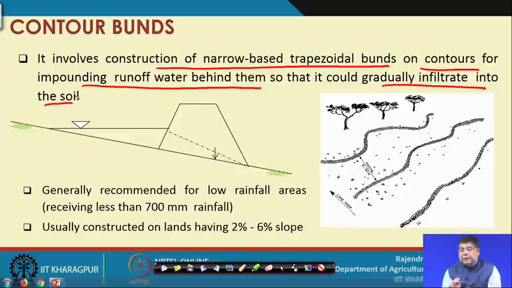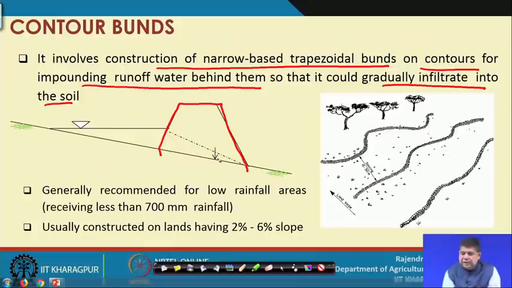These underlying points are important. These are narrow based trapezoidal bunds, so the cross section is trapezoidal and the base is narrow. We should design in such a way that the base width is as small as possible, because we already saw that when we construct these bunds, it results in the loss of cultivable land. If the base can be limited, the loss of fertile, cultivable land can be minimized.